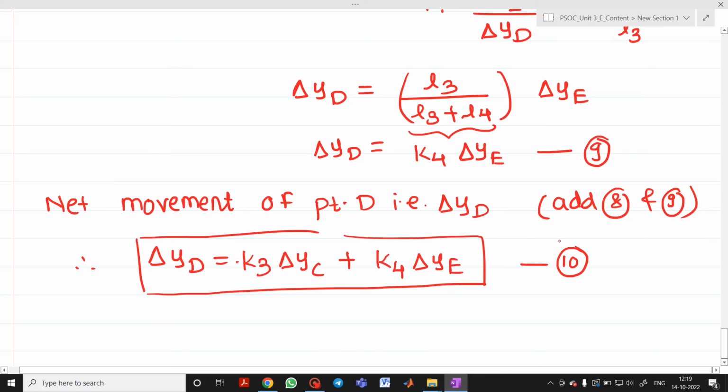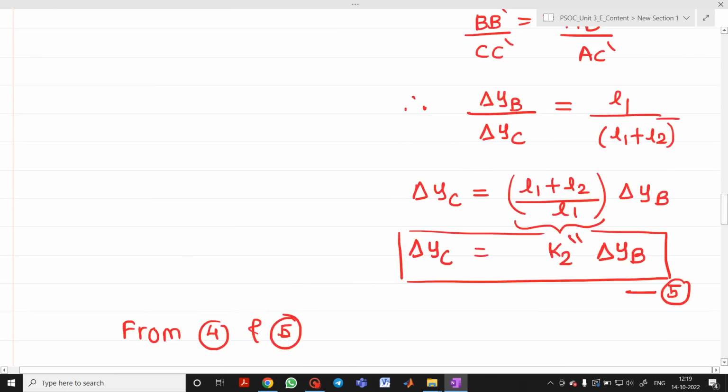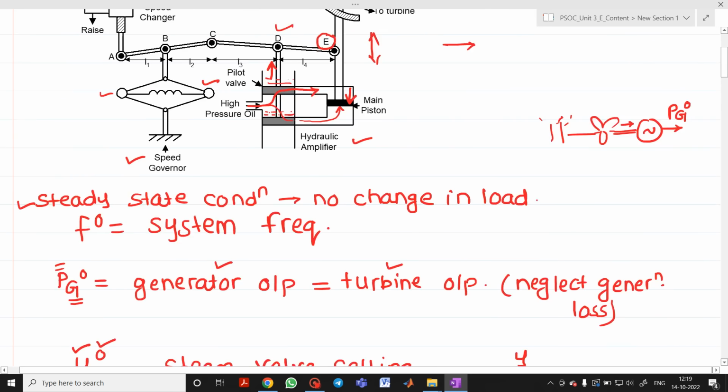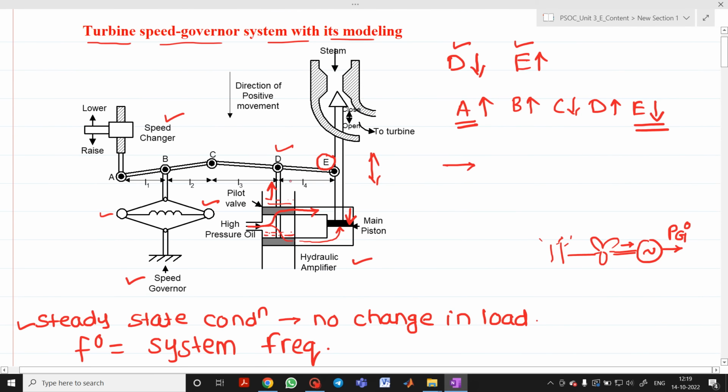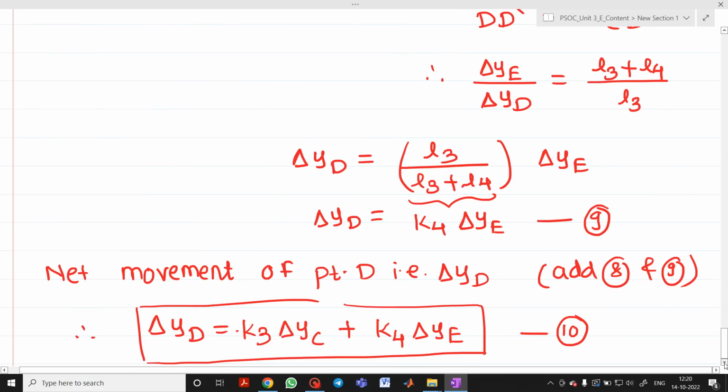Now if you see, whatever the movement of delta YD is, it depends upon its sign. It opens one of the pilot valves, admitting high pressure oil into a cylinder, which causes the movement of the main piston and opens the steam valve by an amount of delta YE. Because by how much amount D will move in the downward direction, by the same amount E will move in the upward direction. And by how much high pressure oil enters the main piston, there will be a movement of point E, either in an upward or a downward direction.